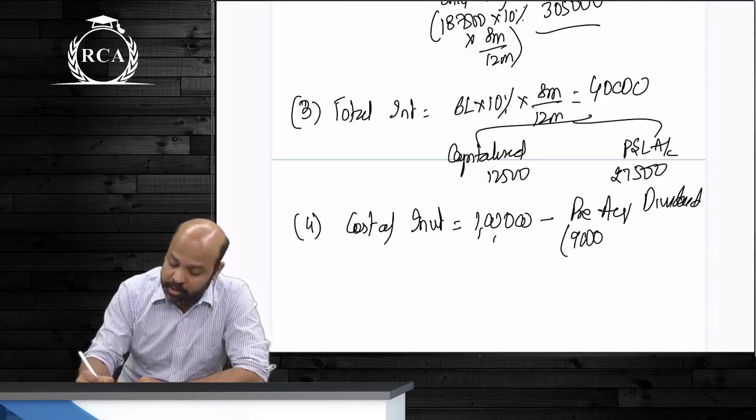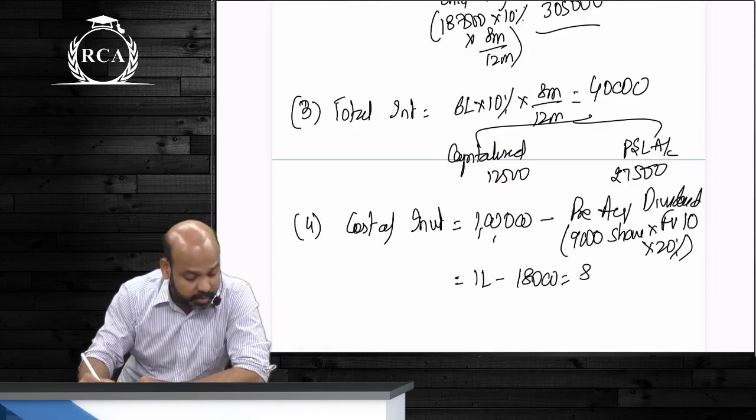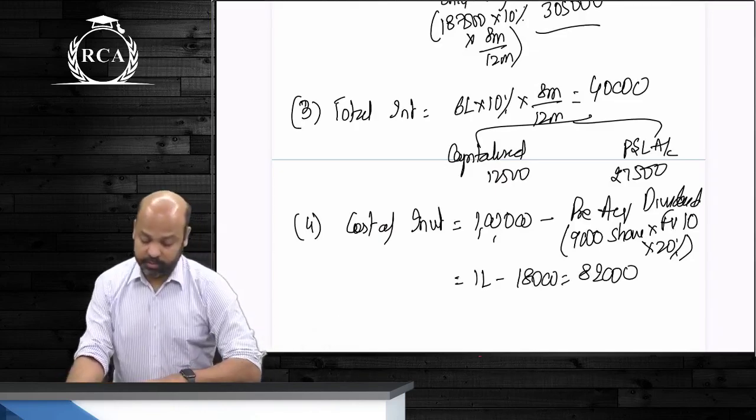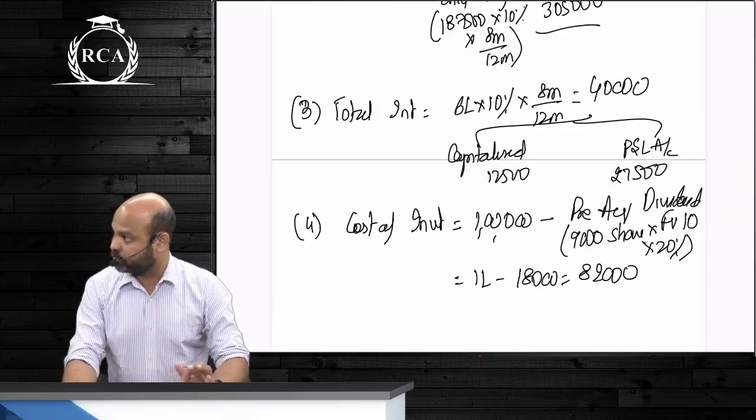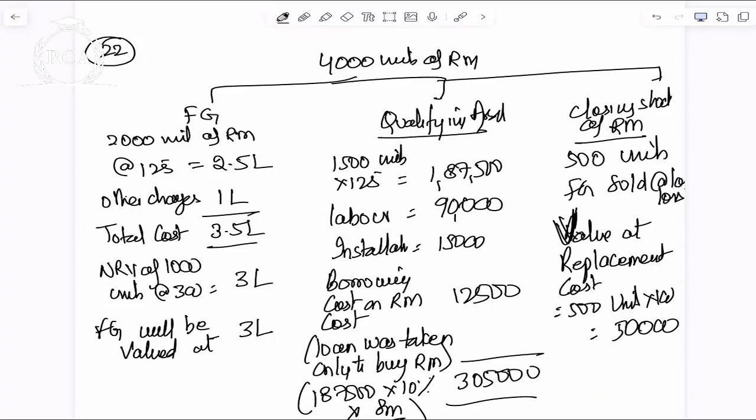20%. We bought 9,000 shares. Face value 10 rupees. 20%. 18,000. What will be your net cost of investment? 82,000. That's the answer. समझ में आ गया guys? Copy बेटा. Make a note, guys.